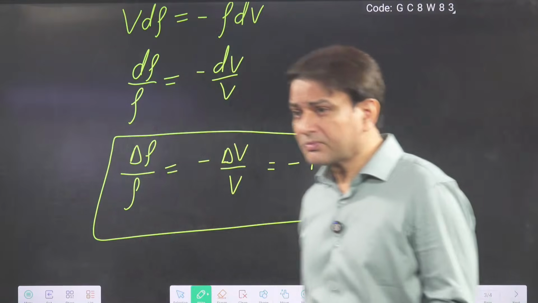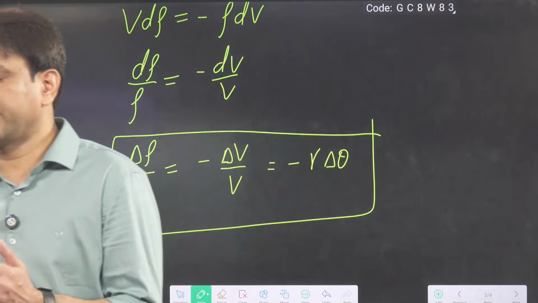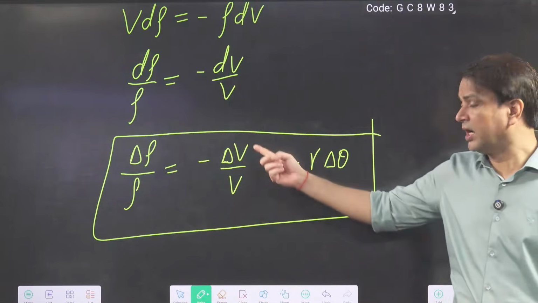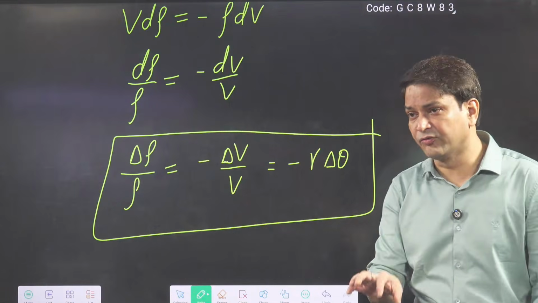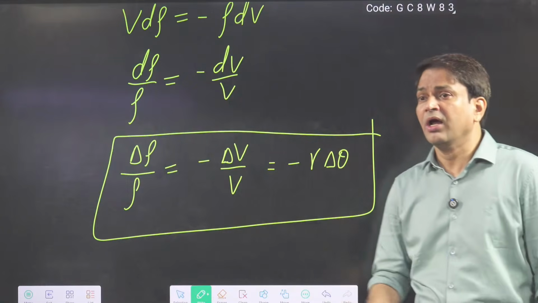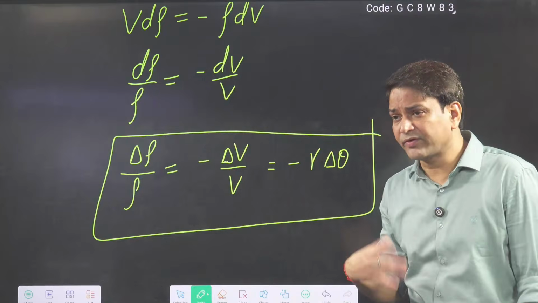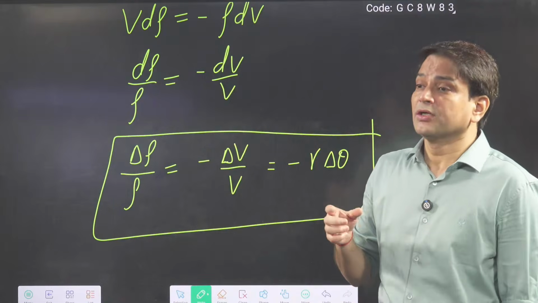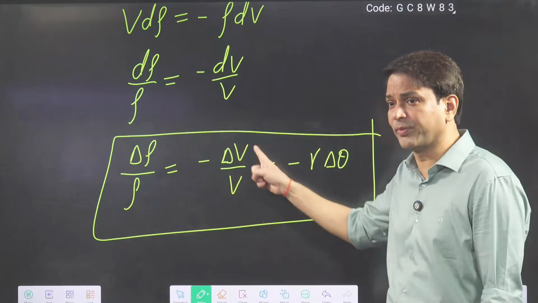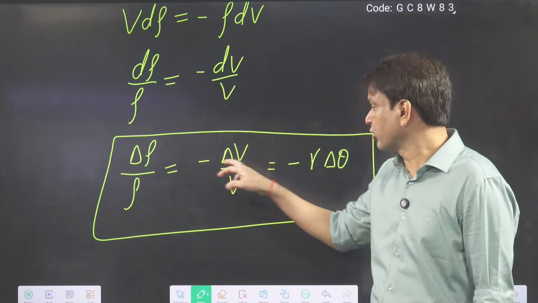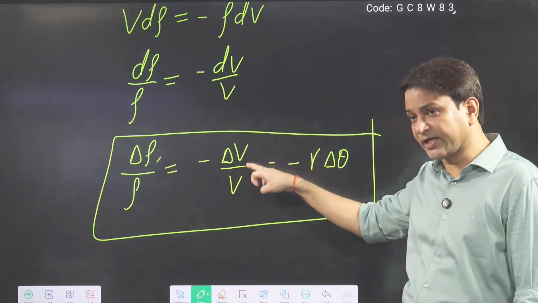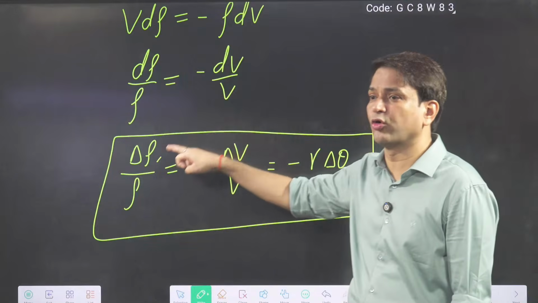Now listen. Delta rho by rho is the fractional change in density. Delta v by v is the fractional change in volume, whose formula is gamma into delta theta. What does the minus sign indicate here? We know that on increasing the temperature, volume increases, so density will decrease. If delta V is positive, then delta rho will be negative. If delta V is negative, then delta rho will be positive.